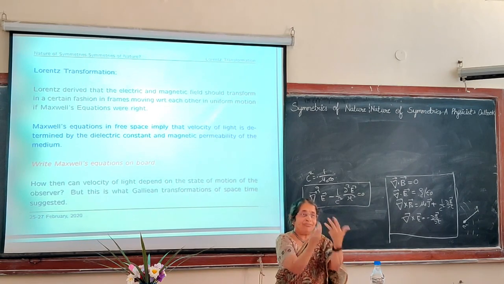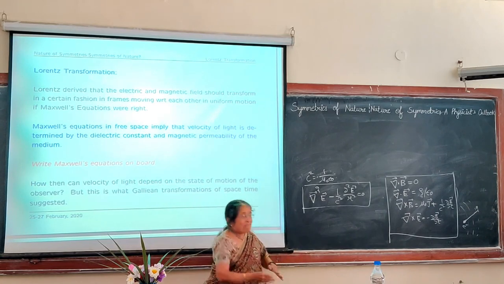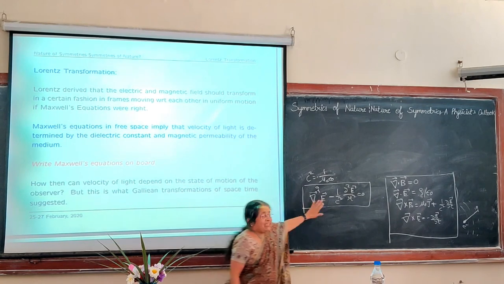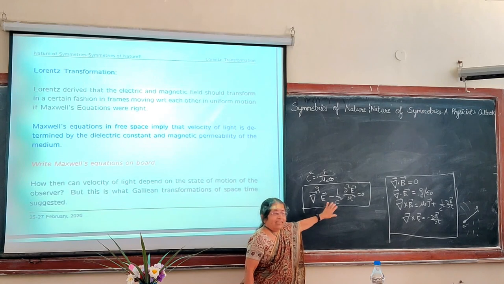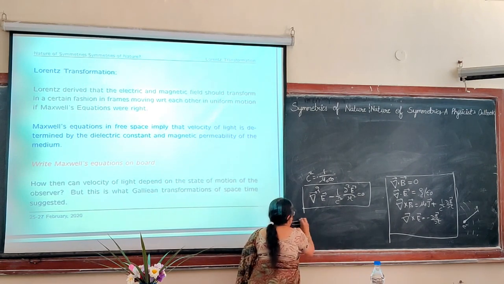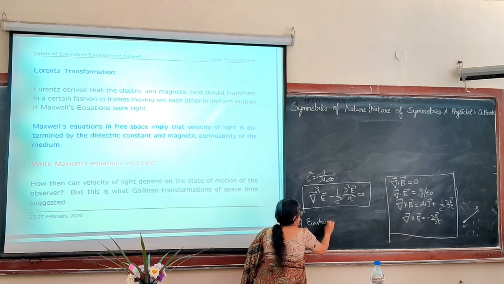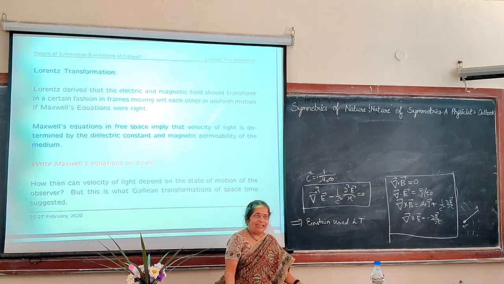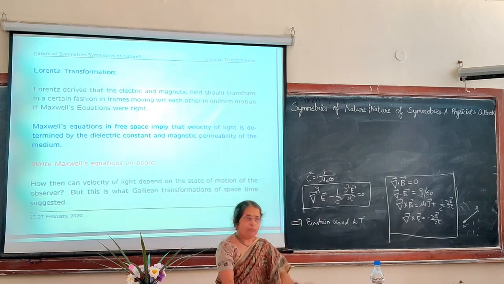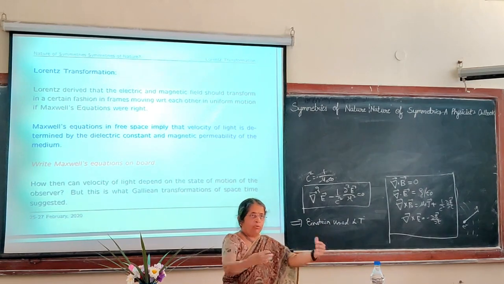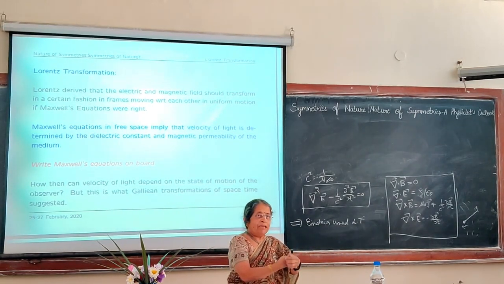Lorentz had derived these transformations by saying that electric and magnetic fields must transform like the transformations which he had given, so that this equation is valid in all frames. And this equation had to be valid in all frames because it depended only on the properties of the medium. So therefore Einstein used Lorentz transformations, and postulated that the way space and time transform between two coordinate frames moving with respect to each other is different from what we thought in Galilean transformation.